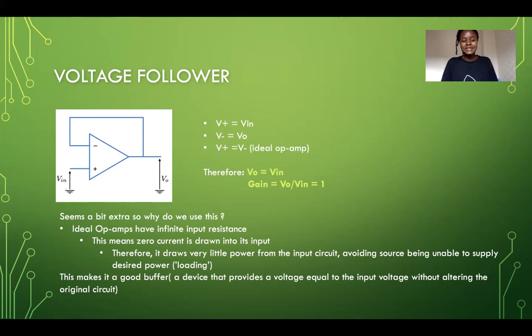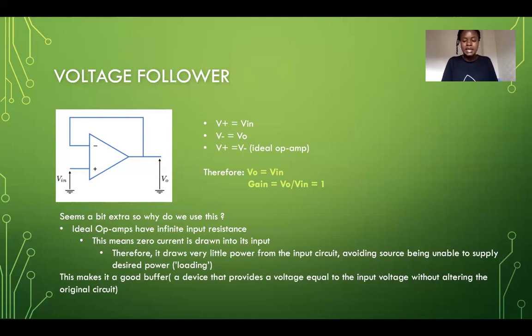You might be thinking, this seems a bit extra to find out V out is equal to V in. Why do we need this? Yeah, it's very useful for several reasons. As I said earlier, ideal op-amps have infinite input resistance, and we then said this infinite input resistance means that it has zero input current, so I minus is equal to zero. What this means is that it draws very little power from the input circuit, and this is really good because it avoids the source being unable to supply the desired power. So it avoids this phenomenon called loading.